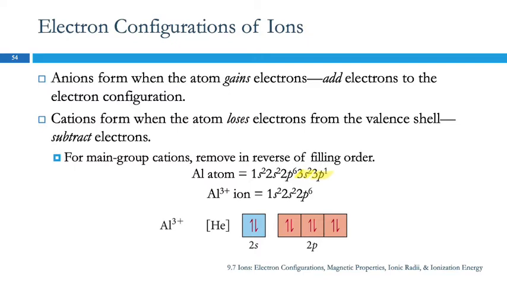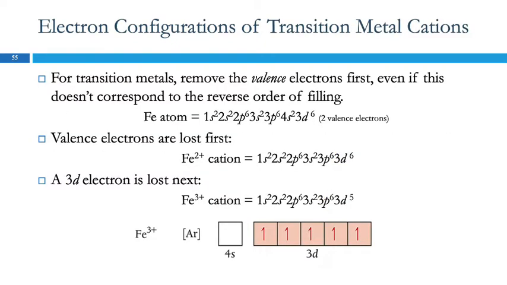The adding, you just keep going. That's not as tricky. So, of course, the transition metals have to be a little bit troublesome. Here, it's important to remember, and I will try to trick you with this on an exam, that you don't just go in reverse order of filling. You remove the valence electrons first.